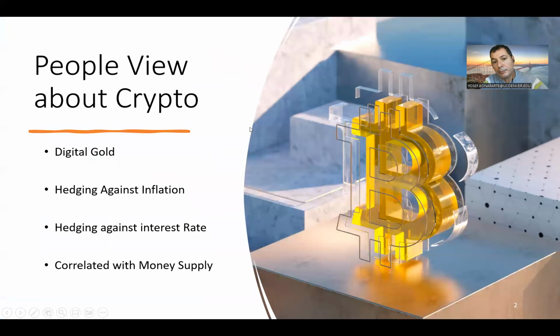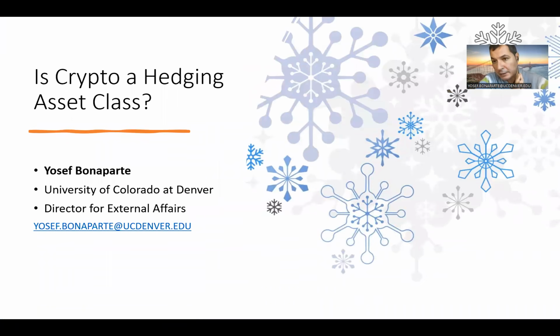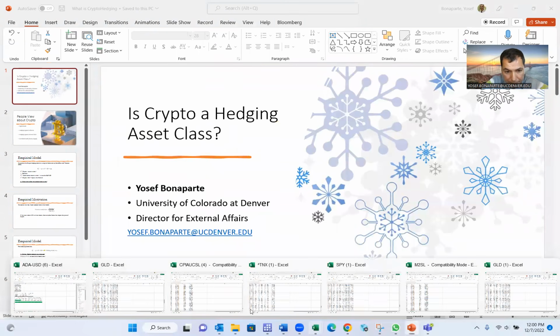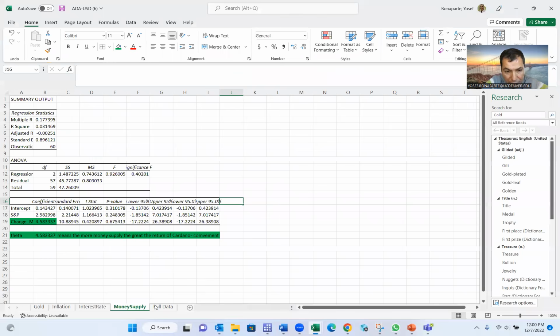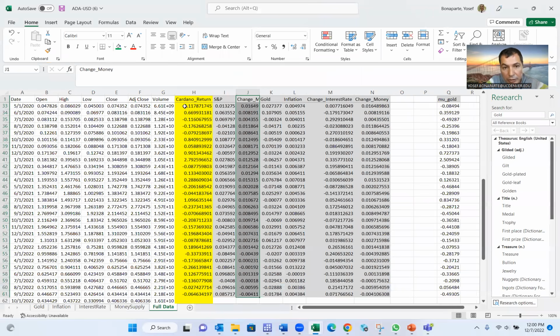Your homework is simple. Choose a different coin than Cardano, any coin, and do the same analysis. Now, you will have this Excel. So all you have to do is change the numbers here, the return of the coin, and then do the same regression. And that's all.